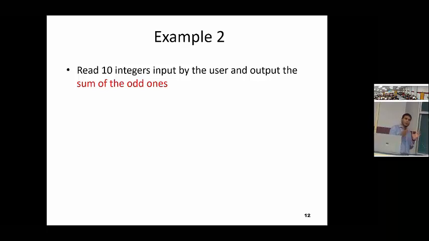So what we are going to do today is build on top of this program by adding an additional condition. It's exactly the same program. You can use it as a starting point. But instead of just printing all the numbers, you want to print only the odd numbers from what the user enters. Good?